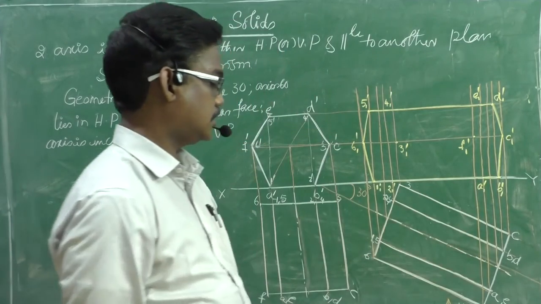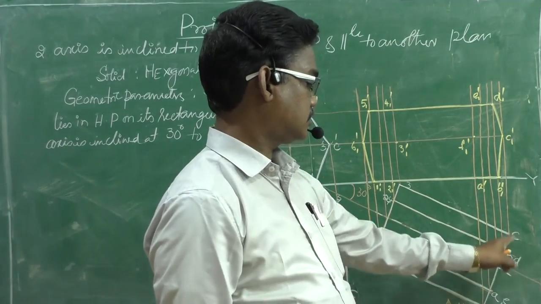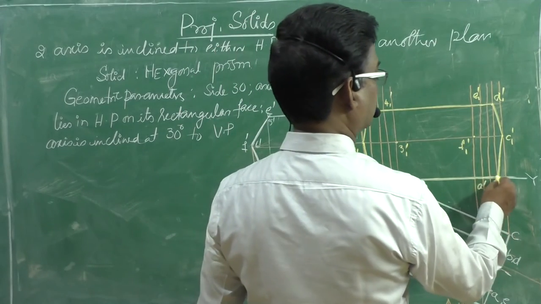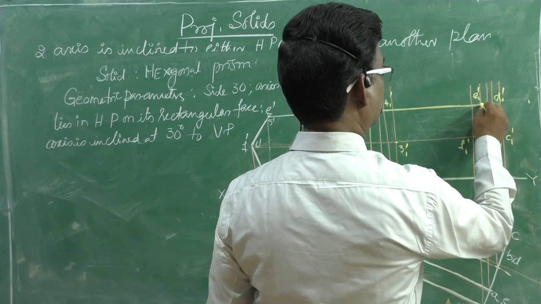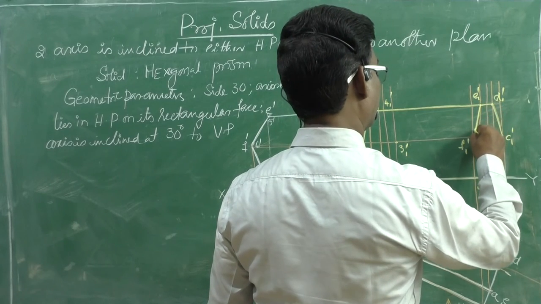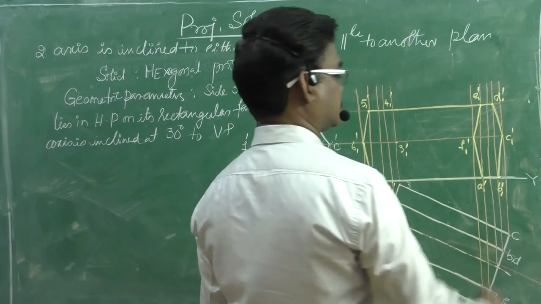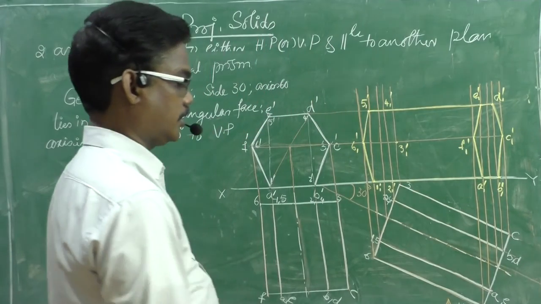Now what is our viewing direction? This one. That means this face is clearly visible. Therefore, AB, BC, CD, EF and AF face. That is visible, drawn.